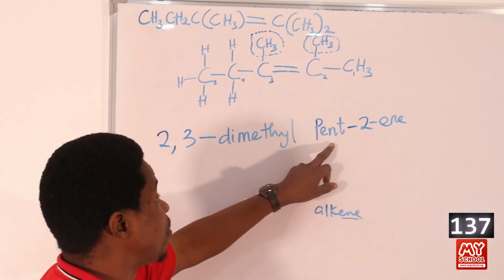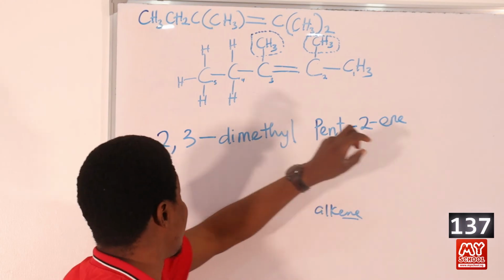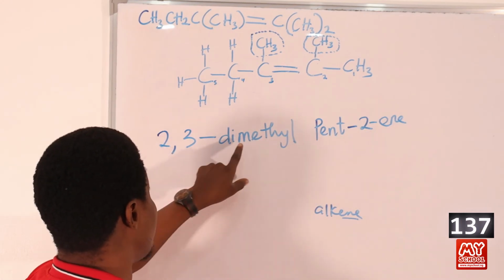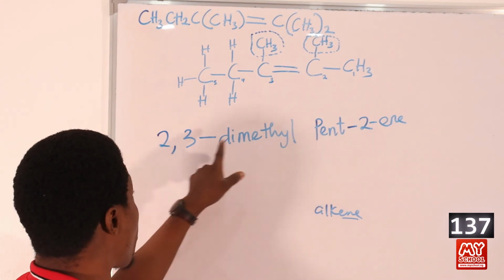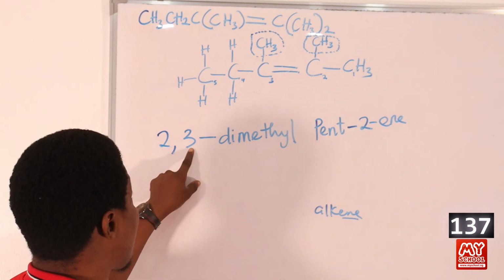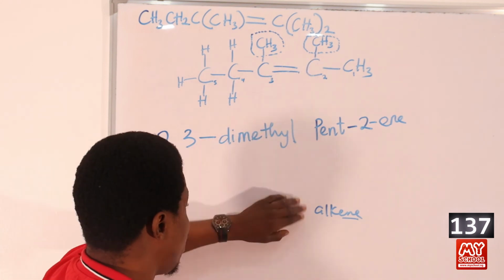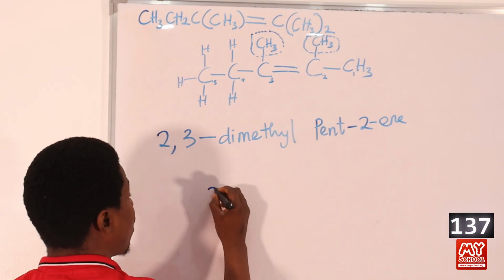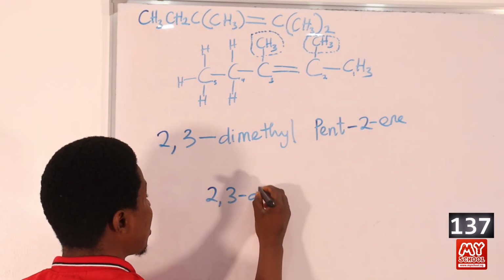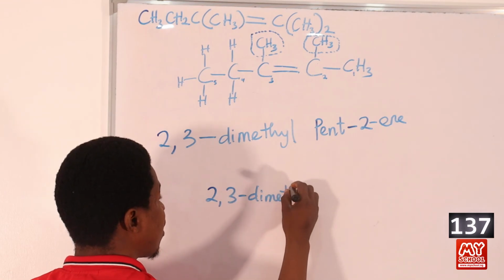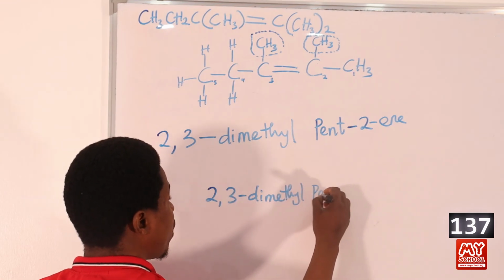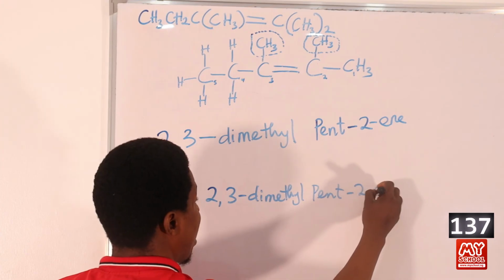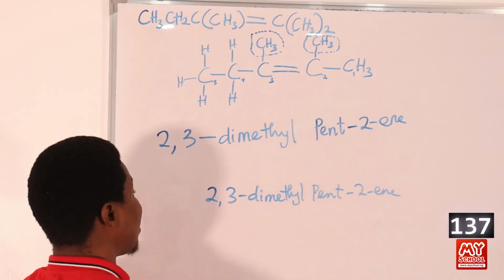So we have the parent name that is pent-2-ene. Then we have the positioning of the methyl group. We have 2 methyl groups, at carbon 2 and carbon 3, and that's what we just have here. So in other words, we are saying that the IUPAC nomenclature for this compound is 2,3-dimethyl pent-2-ene. Okay, dimethyl pent-2-ene. So that is the IUPAC nomenclature.